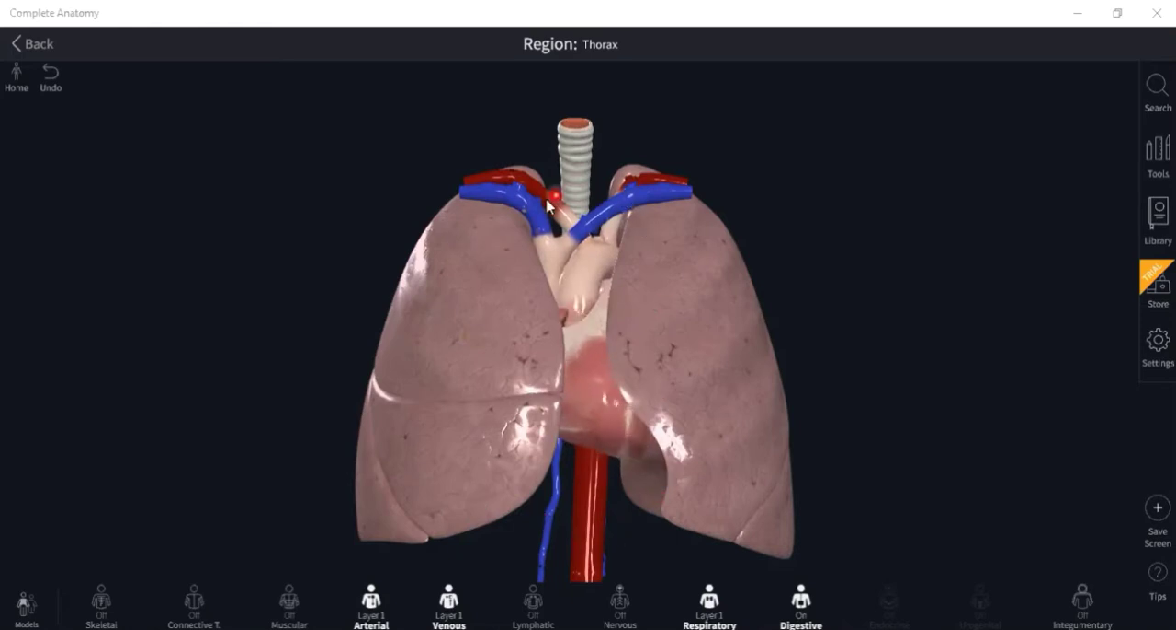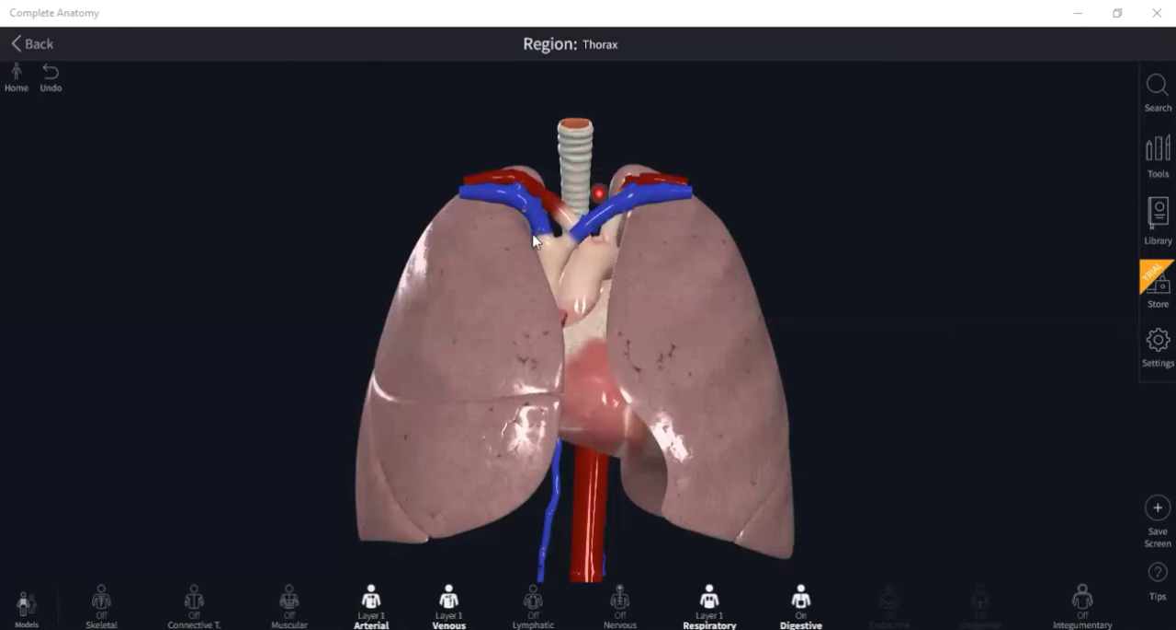Both lateral boundaries of the mediastinum are formed by the lungs. The inferior boundary of the mediastinum is formed by the diaphragm, which is the muscle of inspiration. And the superior limit of the mediastinum is formed by the superior thoracic aperture.